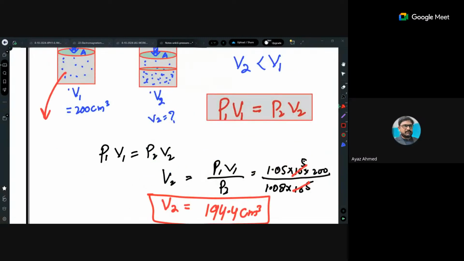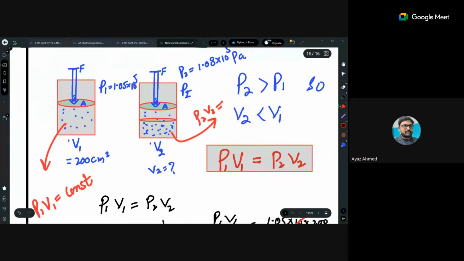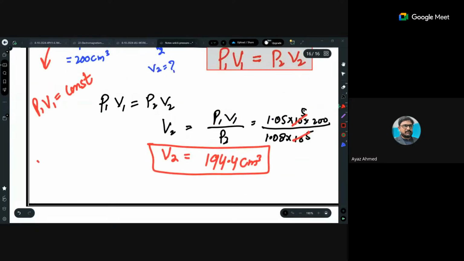When you multiply the pressure and volume for this state, P1 V1, that gives you a constant number. And when you multiply the pressure and volume of this state, that gives you again a constant. So if I write two equations, P1 V1 is equal to constant, and P2 V2 is equal to constant. So the right hand side of both equations is constant, isn't it?